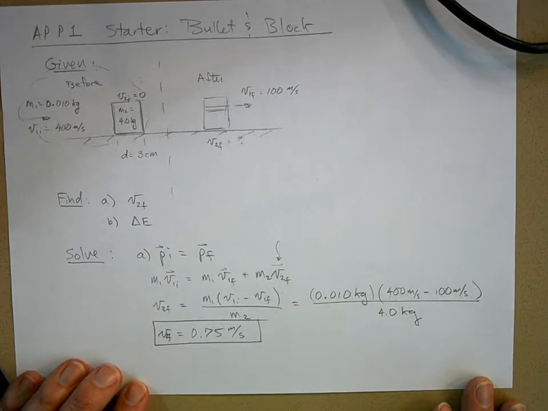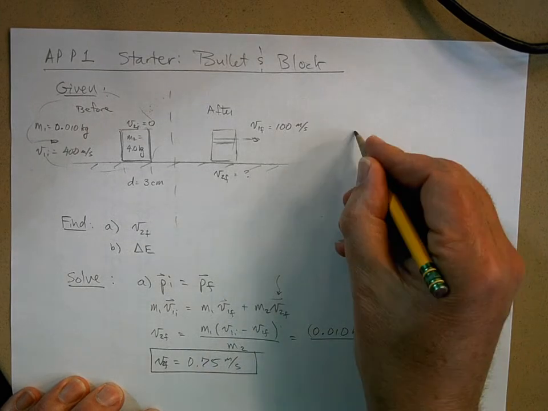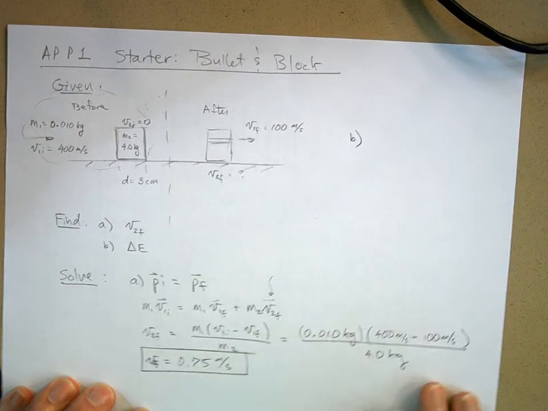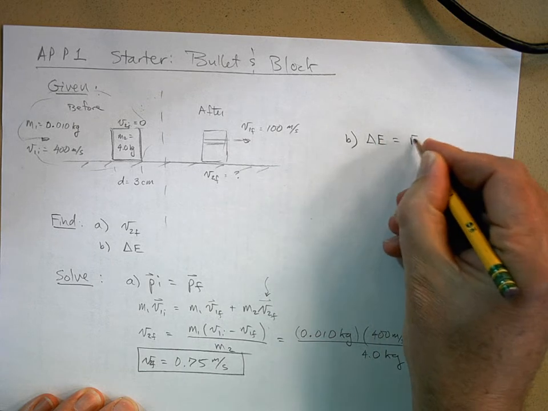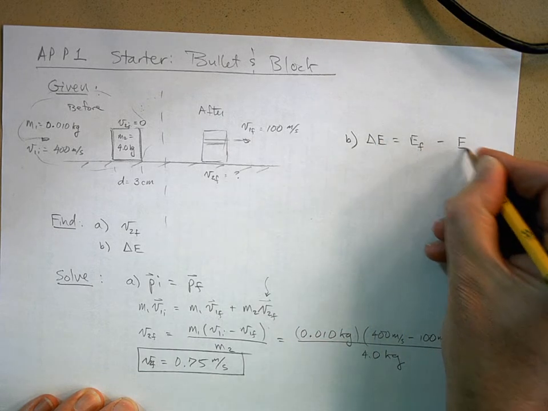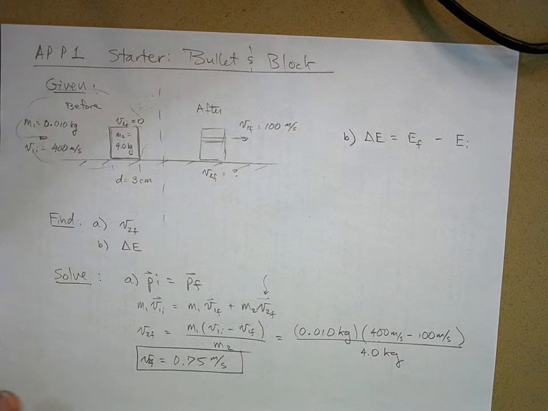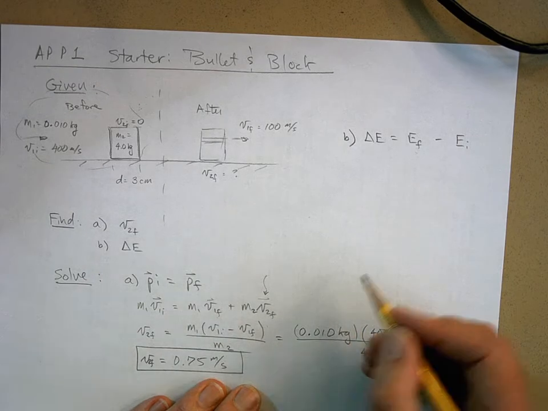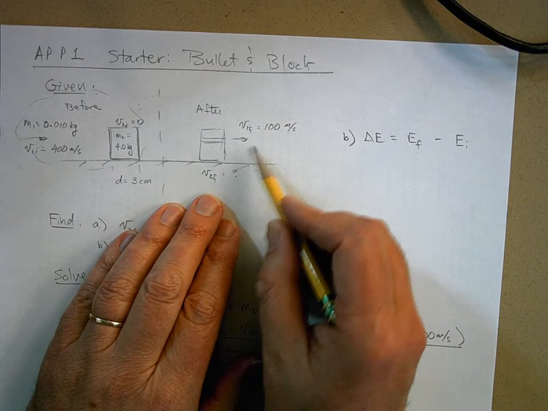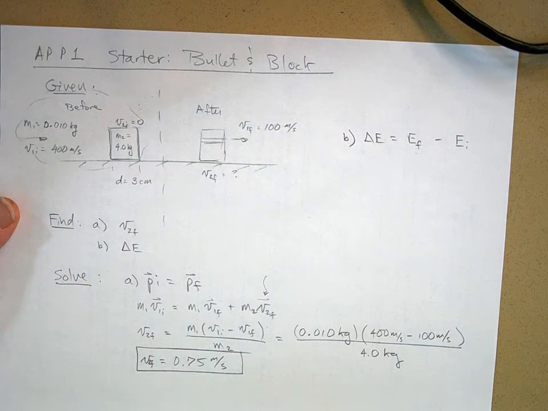Now, I'm kind of running out of room. I think just to keep this all on the same page, I'll do part B up here. There's room up here for it. Now, delta E. Well, that's E final minus E initial. So start off that simple. Don't jump right into the nitty-gritty. Go through the basic principles. Well, what is E final? Well, that's the kinetic energy of the bullet and the kinetic energy of the block.